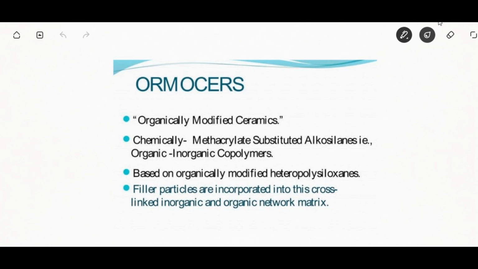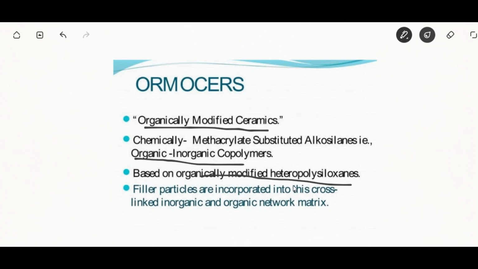So let us discuss the recent advances in the composite. The first is the ormosers. What are ormosers? They are known as organic modified non-metallic inorganic composite materials. So remember, the organic modified ceramic will have both the organic as well as inorganic matrix.